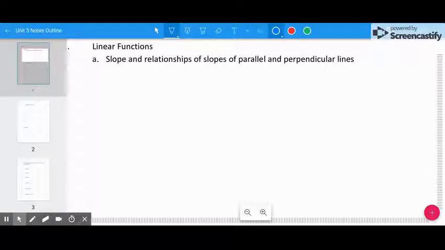In this lesson, we will be reviewing linear functions, and we're going to start with a review of slope. So what exactly is slope? You could write down here in our notes that slope is the steepness of a line. It's also known as the rate of change.